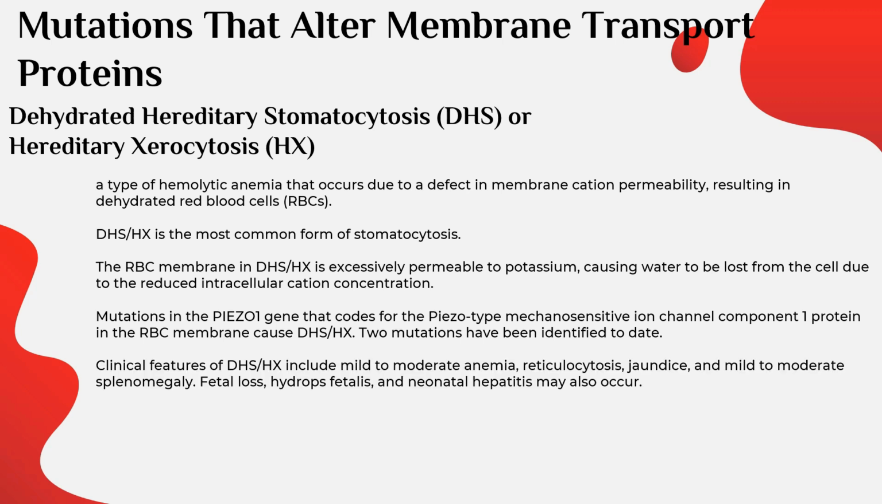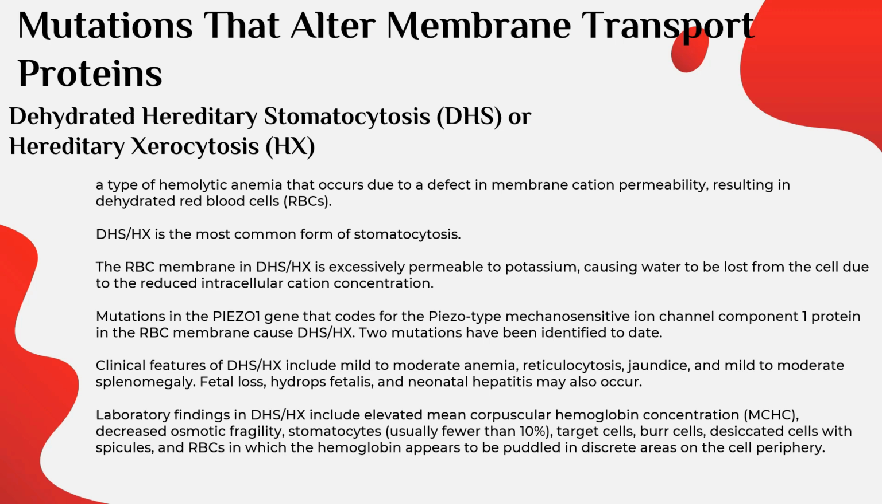Clinical features of DHS or HX include mild to moderate anemia, reticulocytosis, jaundice, and mild to moderate splenomegaly. Fetal loss, hydrops fetalis, and neonatal hepatitis may also occur. Laboratory findings in DHS or HX include elevated mean corpuscular hemoglobin concentration, MCHC, decreased osmotic fragility, stomatocytes, usually fewer than 10%, target cells, burst cells, desiccated cells with spicules, and RBCs in which the hemoglobin appears to be puddled in discrete areas on the cell periphery.